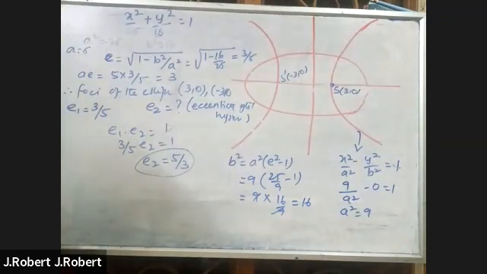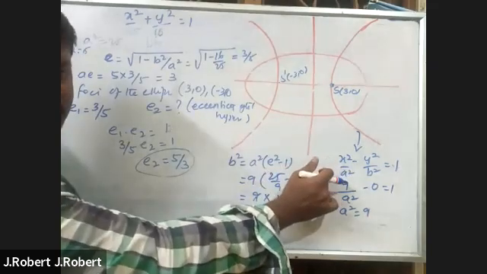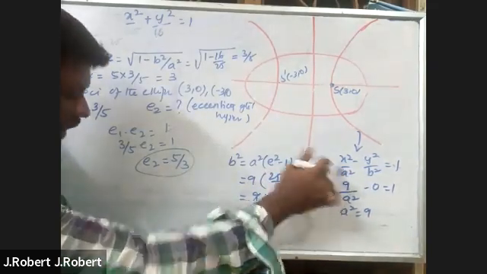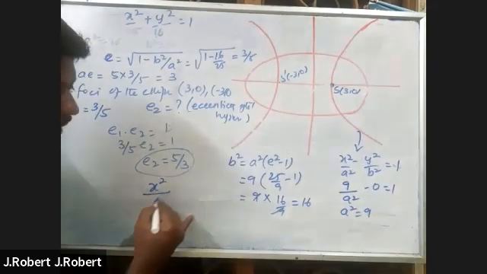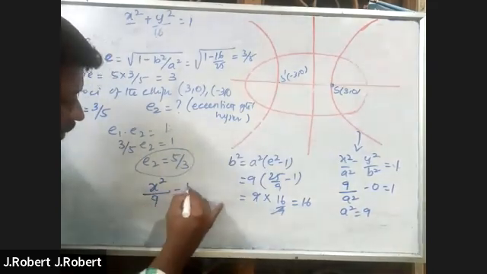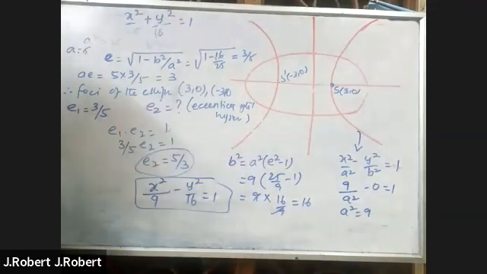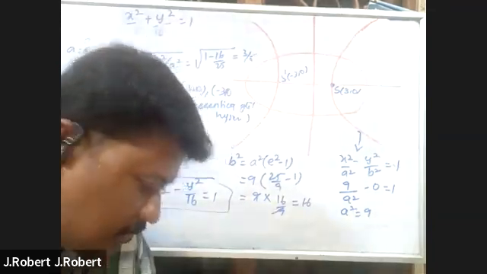So our a square is 9 and b square is 16. The question asks for the equation of the hyperbola. Substitute into the standard form of the hyperbola. Here I can write this as x squared by 9 minus y square by 16 equals to 1. This is the answer. Once again, I repeat the question, and I will also say the solution.